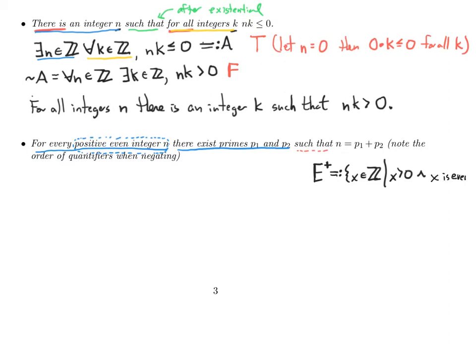In the coming videos, we'll really explore how to write down even and odd integers in a nice way that really explains what it means to be even and what it means to be odd. So here's the set E plus. It's a set of integers with the condition such that your integers are positive, they're greater than 0, and they're even. So that's the set of positive even integers, and we need primes.